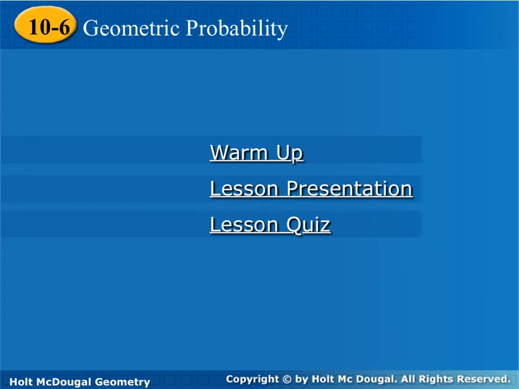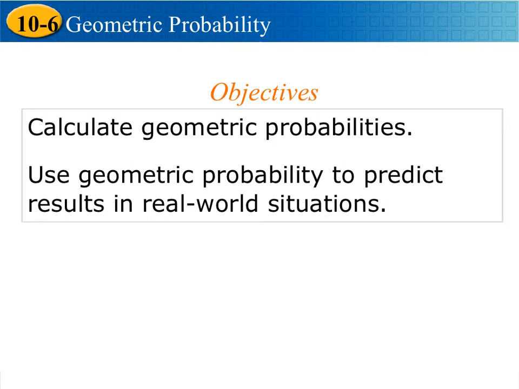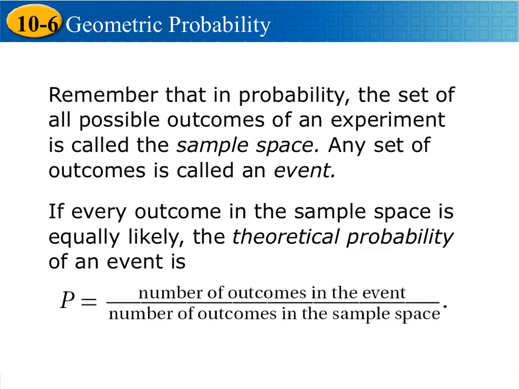Okay, 10.6 deals with geometric probability. The objectives of this section are to calculate geometric probabilities and to use geometric probability to predict results in real-world situations. So remember that in probability, the set of all possible outcomes of an experiment is called the sample space. Any set of outcomes is called an event.